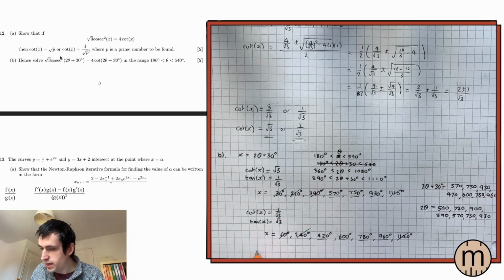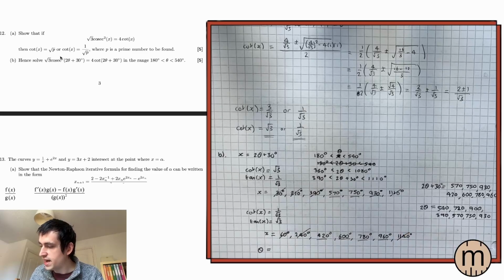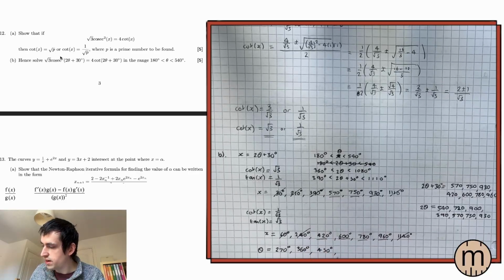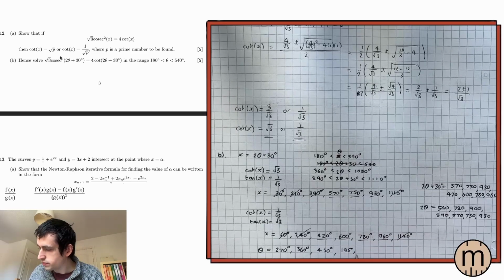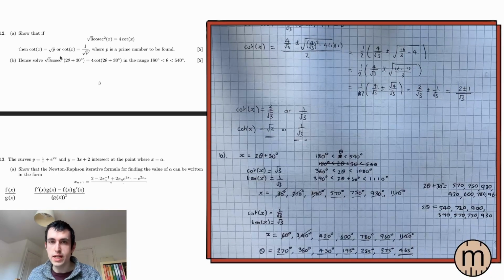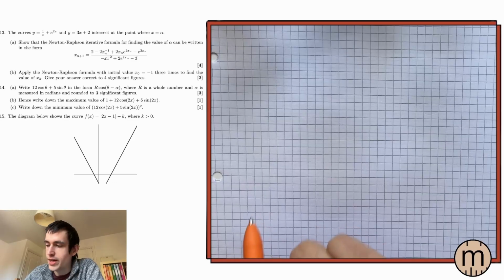Finally, the values of theta will be, just put it down here, if we divide everything by 2, we will get 270, 360, 450, 195, 285, 375, and 465 as our 1, 2, 3, 4, 5, 6, 7 solutions. Wow. Probably worth checking that they're all in the range, and I see that they're all between 180 and 540, so there we go. Okay, only a few more to go on.